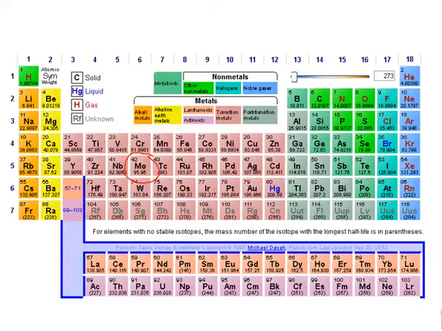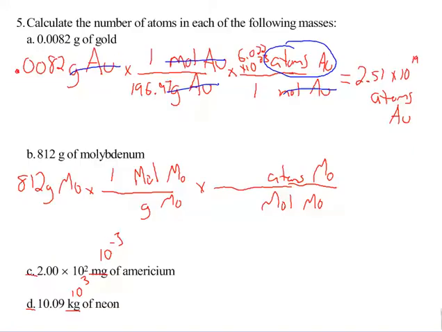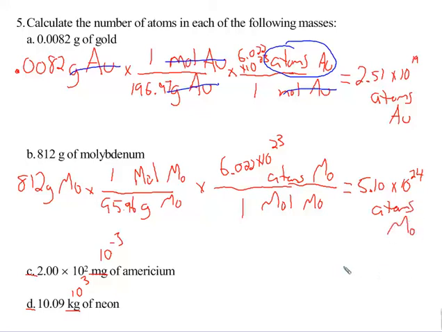Okay, Mo is 95.96. So when we plug in that number, 95.96, over here 1 mole is Avogadro's number of atoms, 6.022 times 10 to the 23rd. We multiply at the top, so 812 times Avogadro's number divided by 95.96 will give us a value of 5.10 times 10 to the 24th atoms of molybdenum.